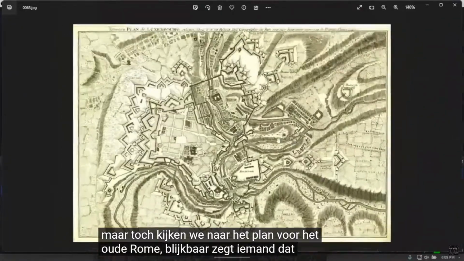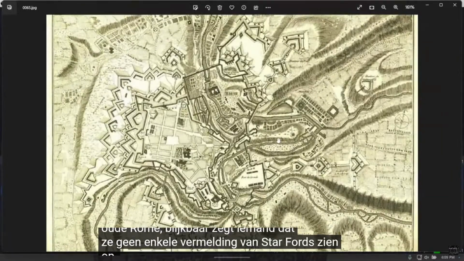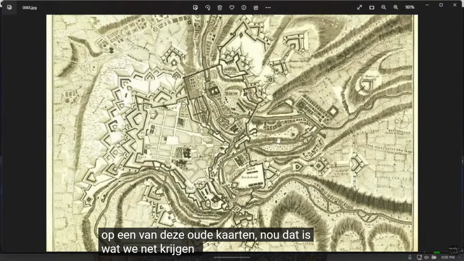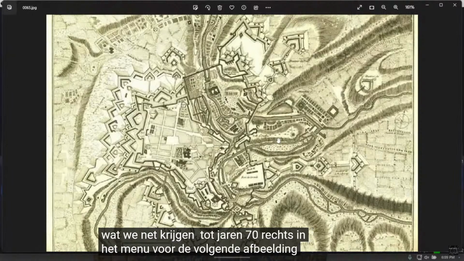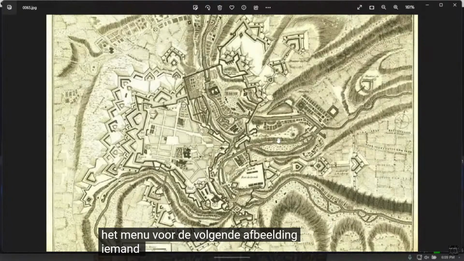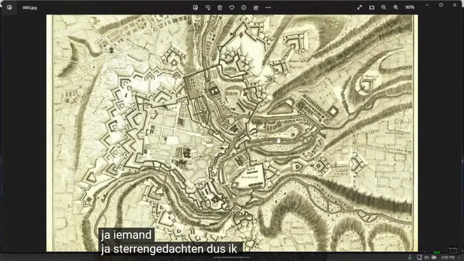Somebody says they don't see any mention of star forts on any of these old maps. Well, that's what we're just getting to. Somebody's right on the money, the next image was the star fort. Somebody anticipated us. Yeah, star forts.